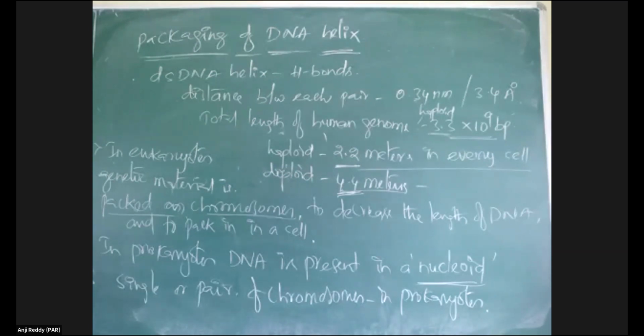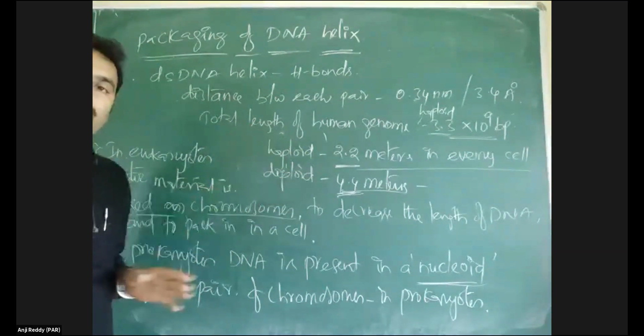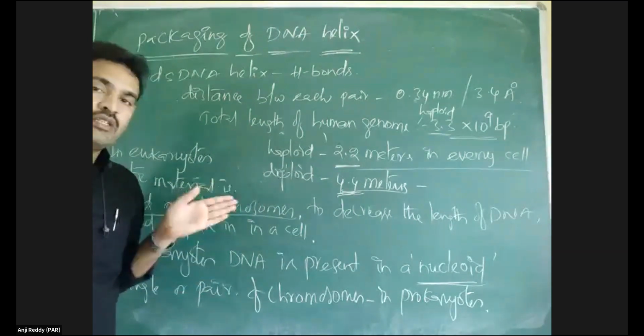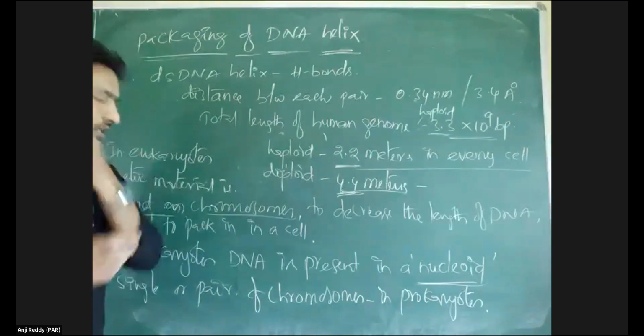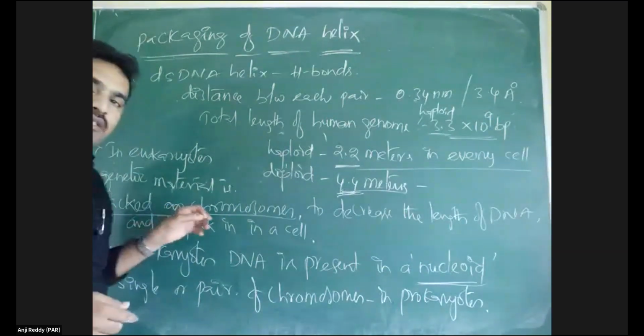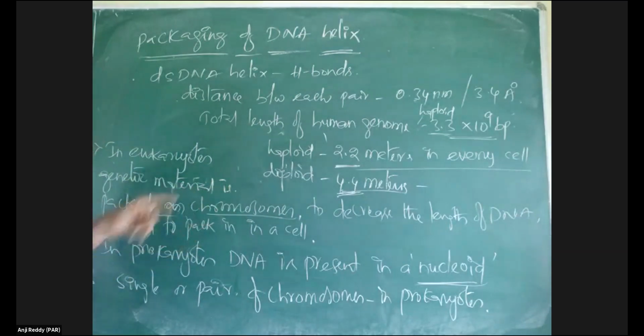Here, what is the first point you asked? In eukaryotes, genetic material is very long, 4.4 meters long. As it is 4.4 meters long, that long genetic material is condensed, shortened. Why? To pack it inside a small cell. That packaged form we can call chromosomes. In the form of chromosomes, it is organized. That is the first point.